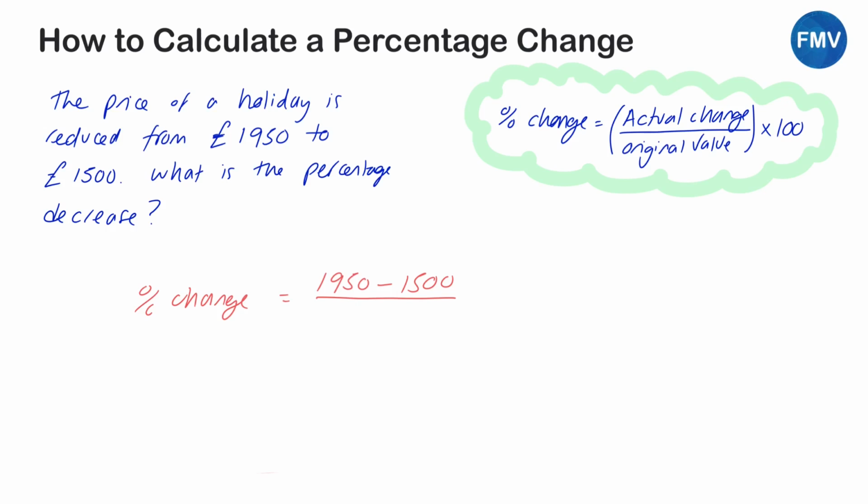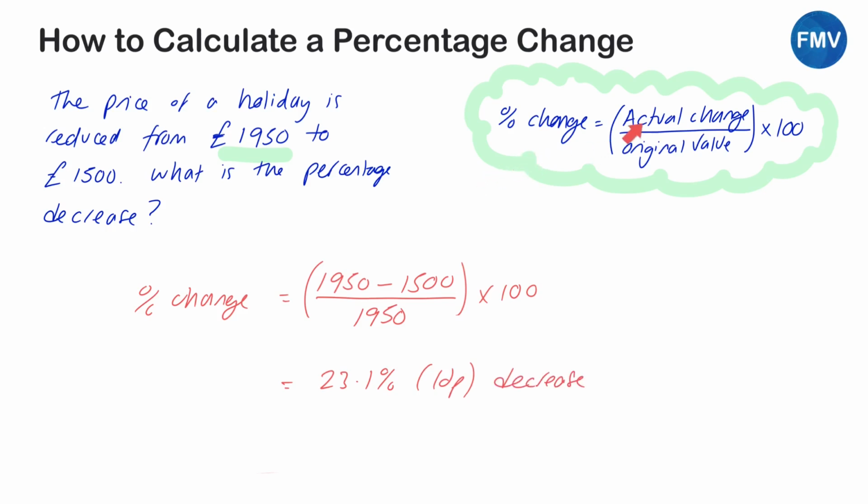It's this bit that causes people problems, actually. A lot of people tend to think that the lowest amount is the original amount. That's not always the case. The original amount is the amount you start with. So in our case, we are starting with £1,950. So our original amount is 1950. We multiply that by 100 and we get our percentage. So let's do that. And we get 23.1% to one decimal place. And again, that is a decrease.